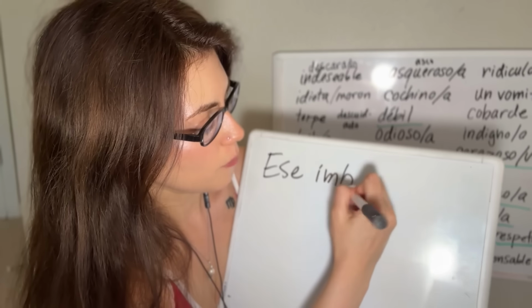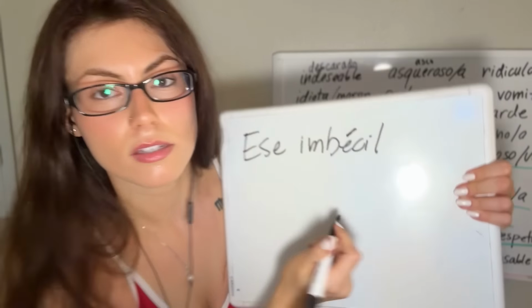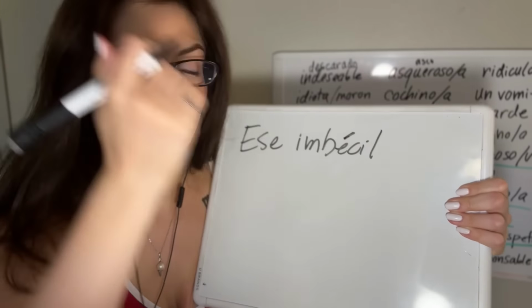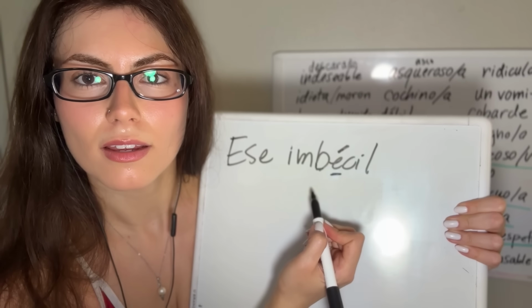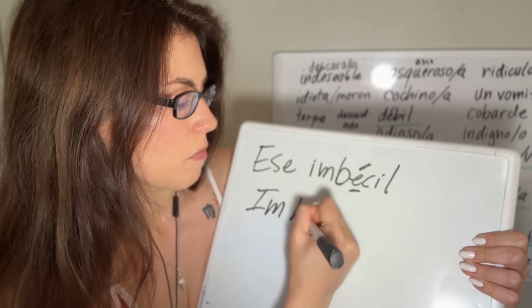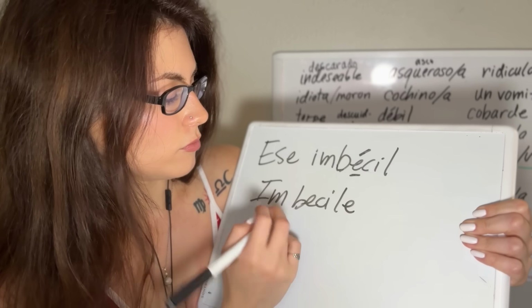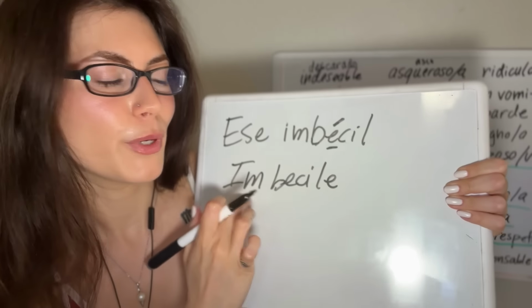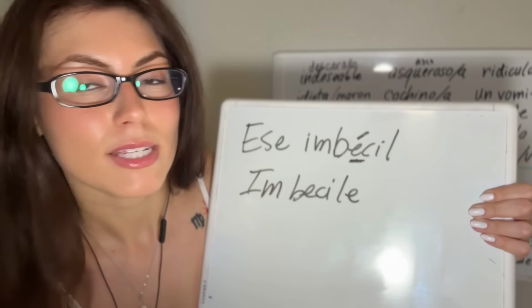Ese imbécile, and this is where we will put the tilde because this is where we're putting emphasis when we're pronouncing it. Imbécile, imbécile. So in Spanish we know this word to be imbecile, but in English we know this word to be imbecile. In Spanish, remember, this is not imbécile. This is imbécile.